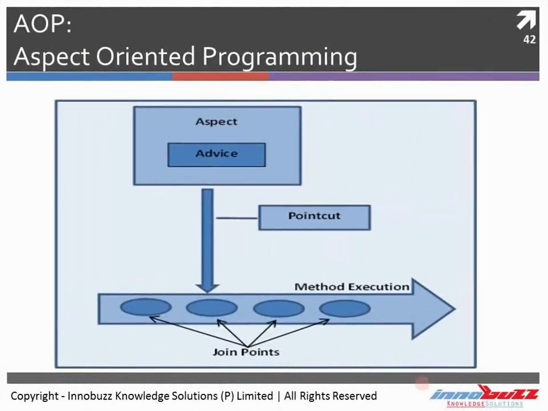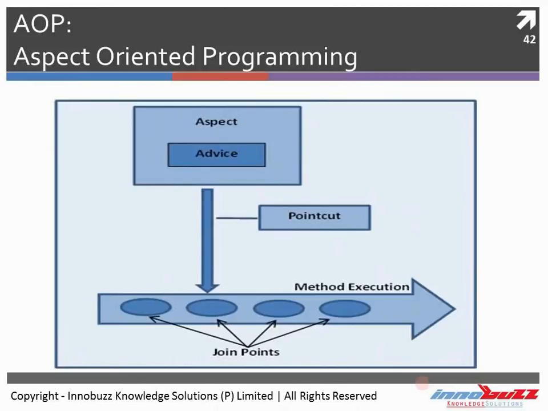So this is the basic implementation of aspect-oriented programming. These are all the terms used in aspect-oriented programming, where aspect is a module which has a set of APIs providing cross-cutting requirements. For example, a logging module would be called AOP aspect for logging. An application can have any number of aspects depending on the application requirement.